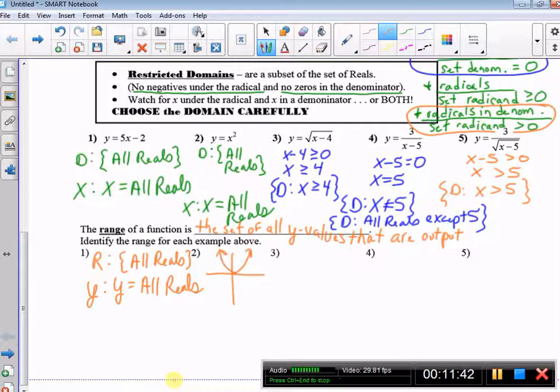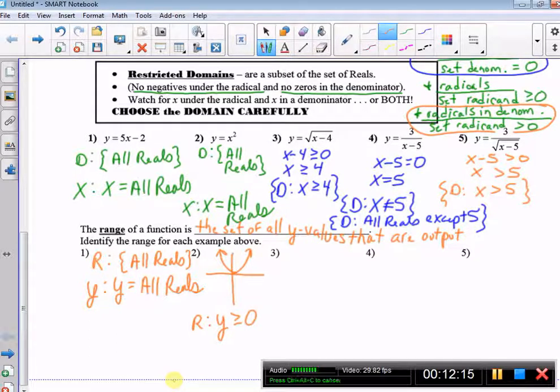All right, so the domain was all reals because it's all possible x values. But I'm never going to get any y coordinates that are negative, and you can verify that algebraically by looking at the equation. Y equals x squared. Everything squared comes out positive. And look at the graph. The graph is never going below the x-axis. So we say that the range is y is greater than or equal to 0.